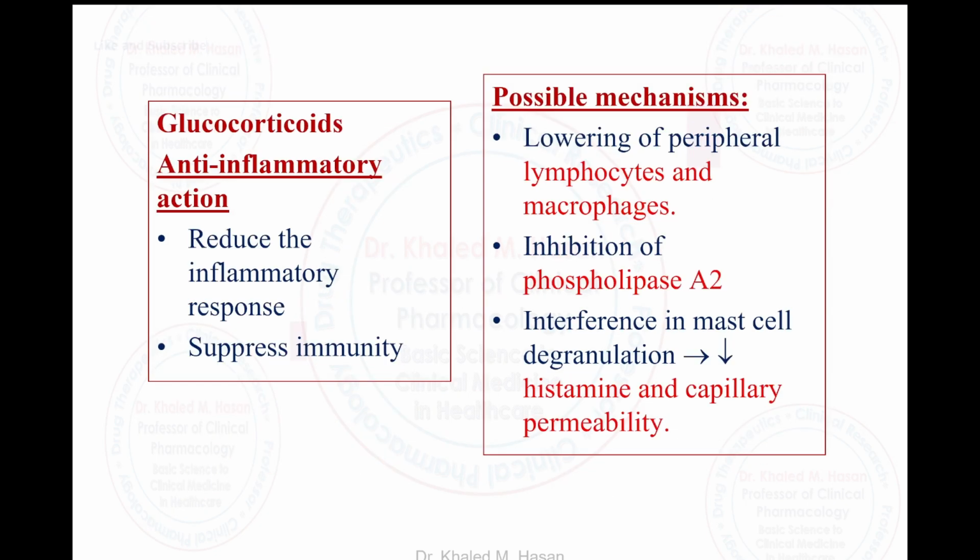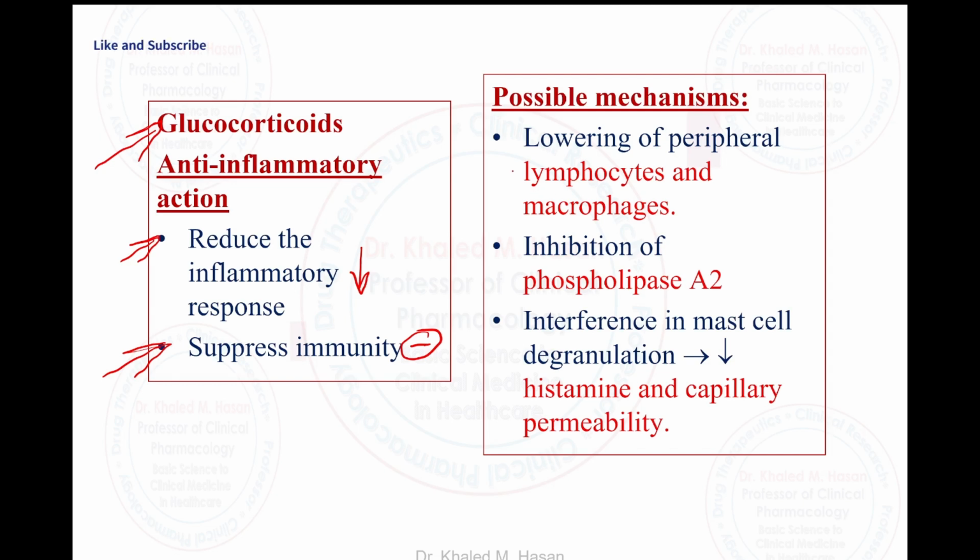Okay, so we spoke about the action of corticosteroid in general. Then we move to the anti-inflammatory action. Glucocorticoid produces anti-inflammatory action by reducing the inflammatory response and suppressing the immune response. So we have two main mechanisms: the inflammatory response will be decreased, and the immune response towards the inflammation is inhibited. How does this medication work? Possible mechanism of action.